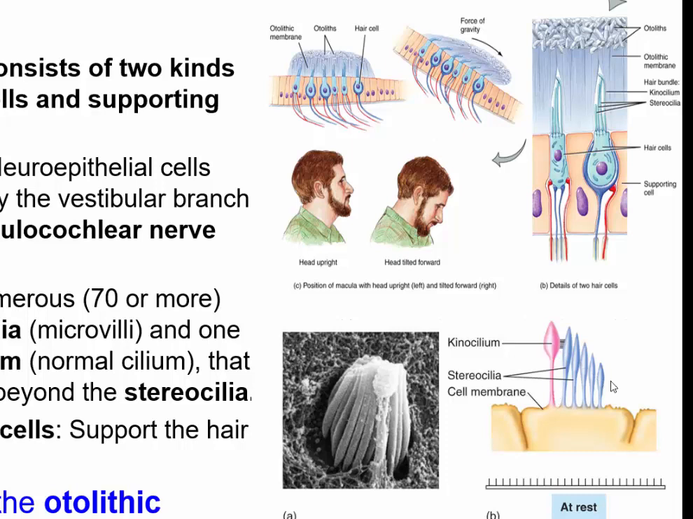It helps to give support, and when this otolithic membrane moves, it causes these hairs to bend, and that is transduced into an electrical signal that goes to the brain in order for you to perceive movement of the head. The nerve that transmits these signals is the vestibular branch of the vestibulocochlear nerve, or cranial nerve number 8.